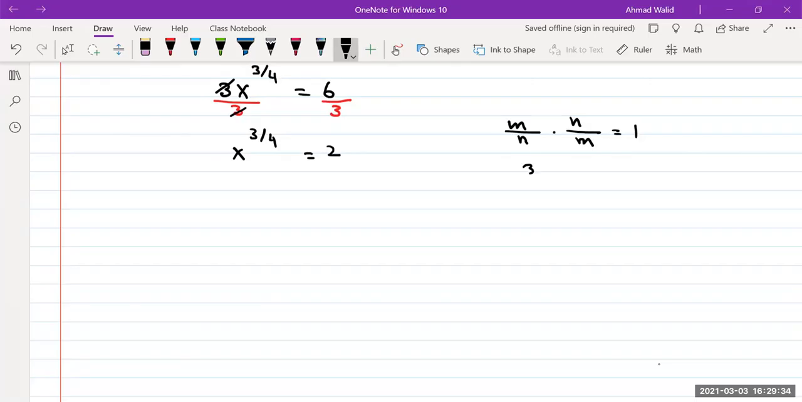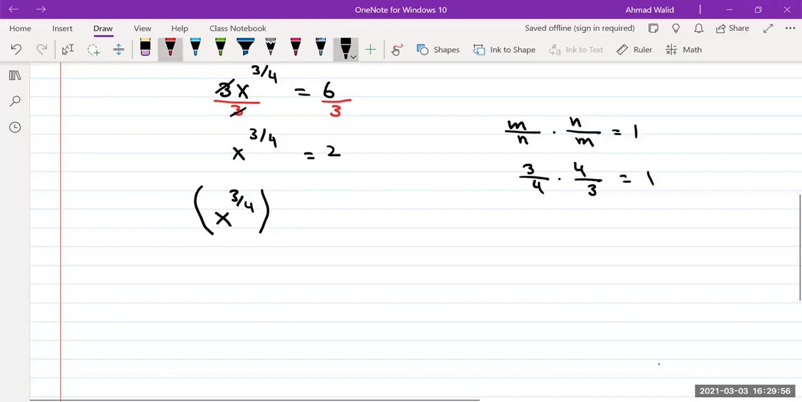What is the reciprocal of 3/4? The reciprocal of 3/4 is 4/3, correct? And it gives me 1. Then what I do, I'll raise both sides to the power of 4/3. That means I'll do this: x to the power of 3/4, all to the power of 4/3, equals 2 to the power of 4/3.